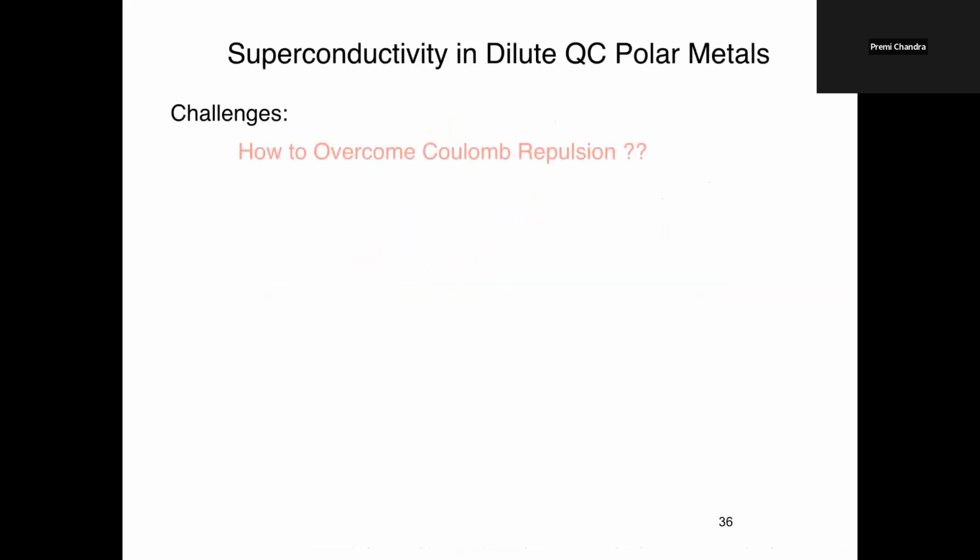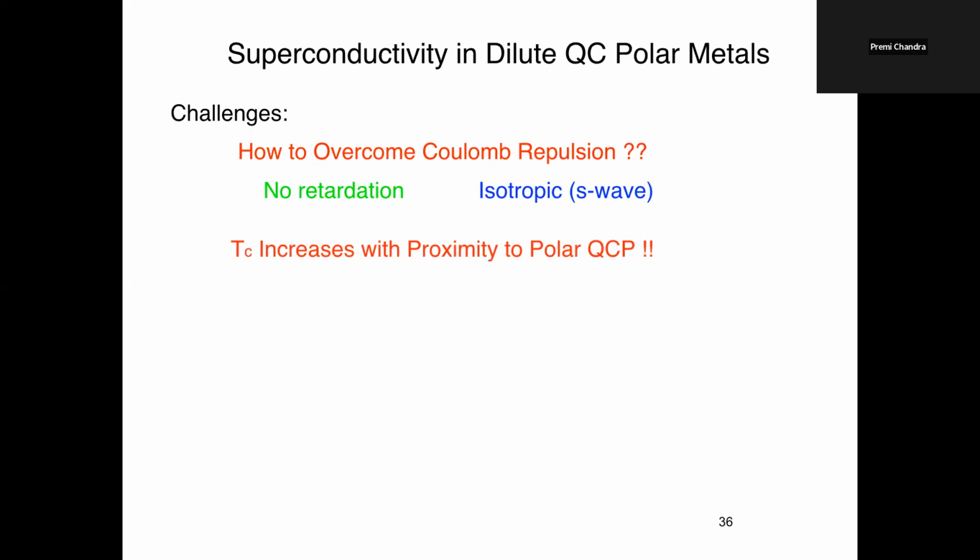So what are the challenges here? How do we overcome Coulomb repulsion? The usual way to overcome Coulomb repulsion is with retardation. Okay, we have a separation of scales. We have the electrons fast, the phonons slow. We can't use that. The other way that's quite standard is to have angular momentum. To say, okay, we're going to have pairs carrying a different angular momentum. But we can't do that here.